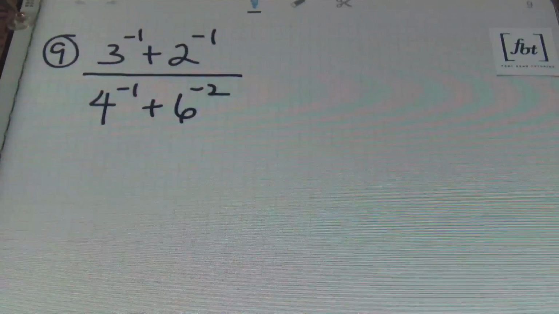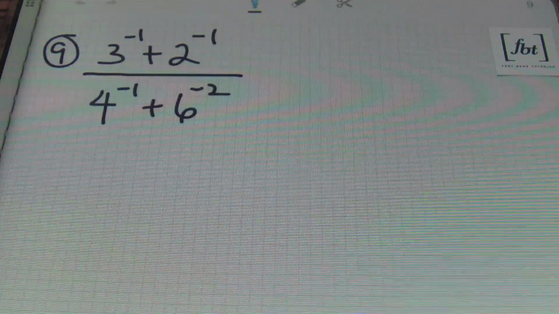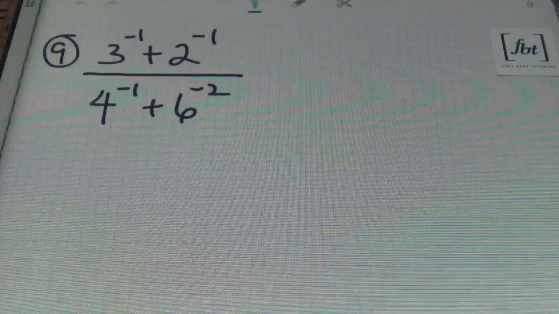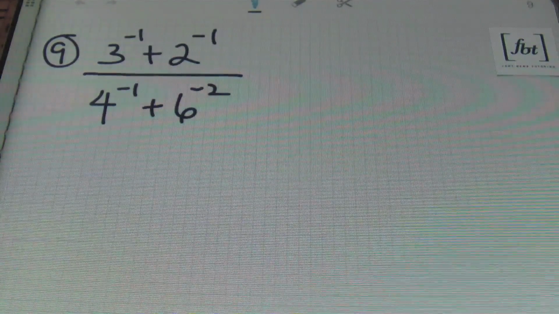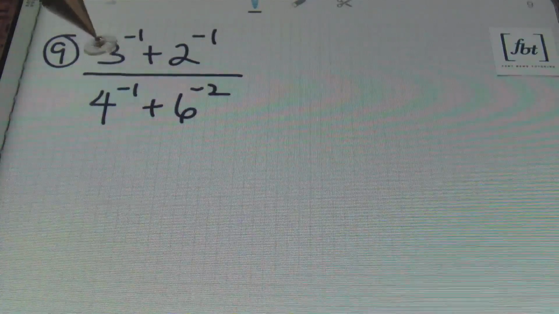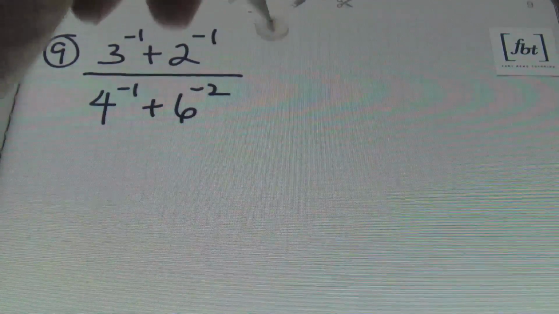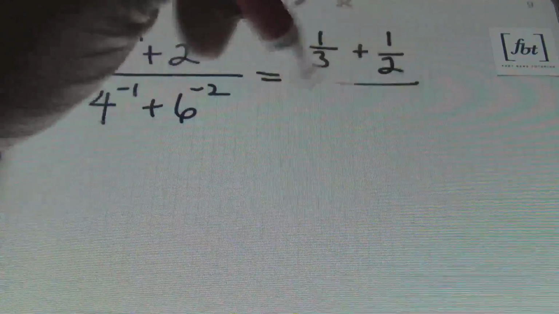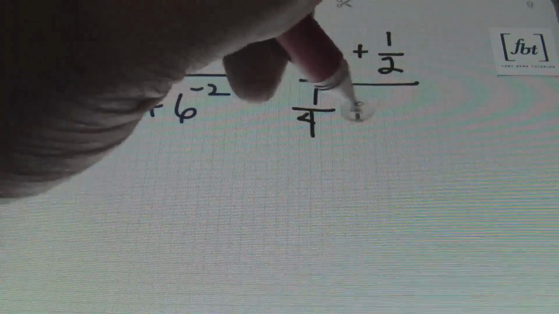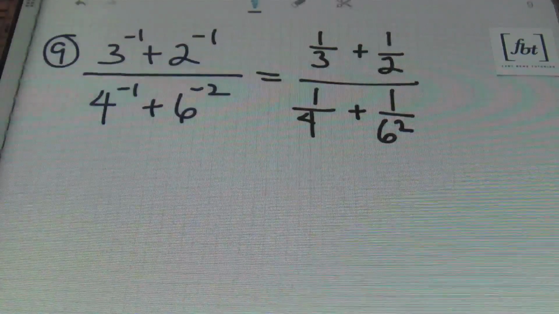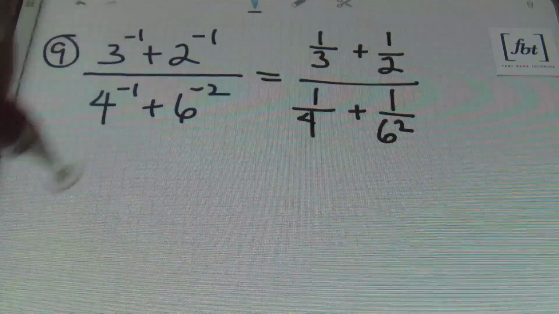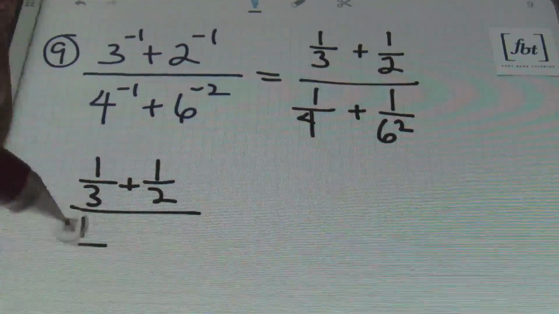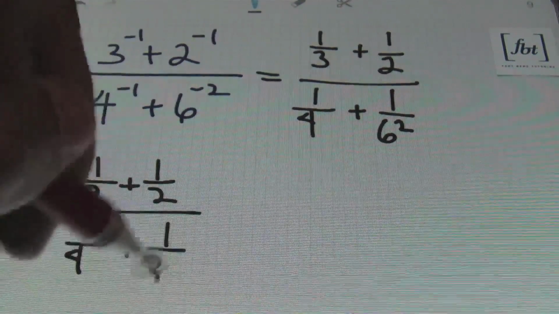All right. In problem number 9, we have 3 to the negative first power plus 2 to the negative first power all over 4 to the negative first power plus 6 to the negative second power. Please realize that in its current form, this does not appear to be a complex fraction. However, because we have these negative exponents, we can very well rewrite the problem into 1/3 plus 1/2 all over 1/4 plus 1 over 6 squared. All right. Going a step further, we'll have 1/3 plus 1/2 over 1/4 plus 1 over 36.